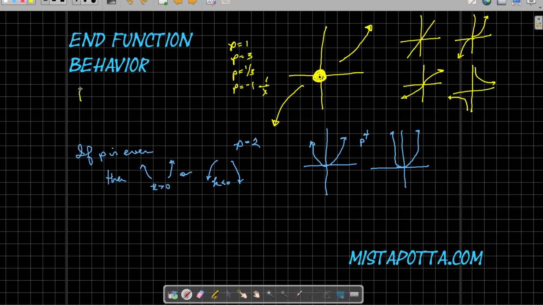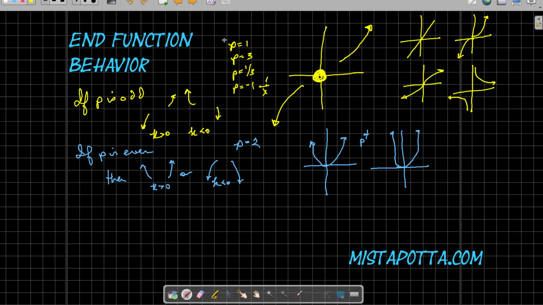But if p is odd, then what I notice is this down-up behavior. And of course, stuff's going to happen in the middle, and that's perfectly acceptable. This, of course, is what happens when k is positive. I'm going to see the reverse of that, up-down behavior, when k is negative.